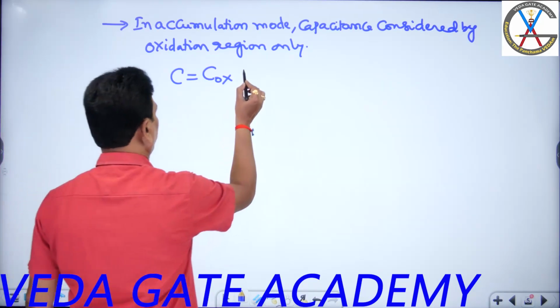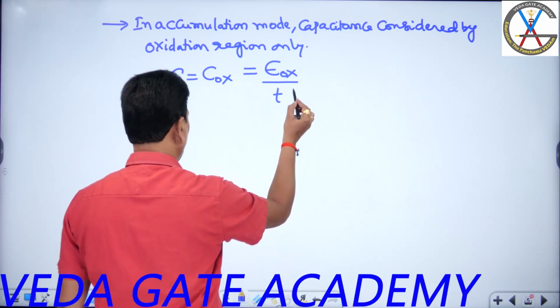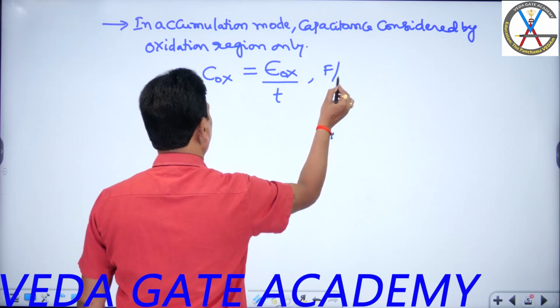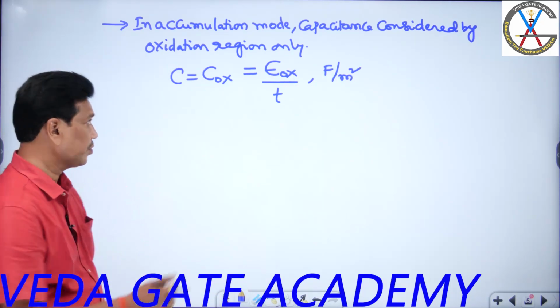So I can write it like this: epsilon OX by T. This capacitance is considered per unit area, and the unit is farad per meter square, students.